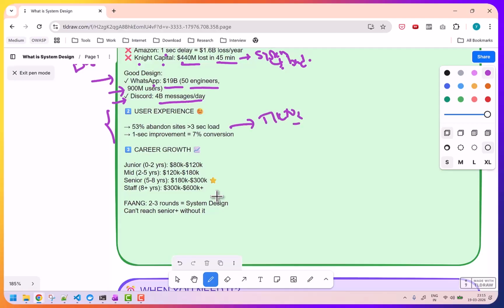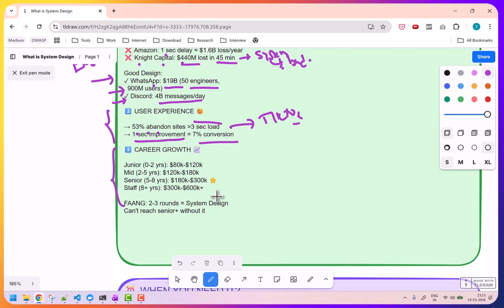That's what happens. So 53% of users abandon sites, right? Because they have more than 3 seconds of load time. Just think of it. And if you improve by 1 second, right? You have a chance of 7% conversion of that user into your buyer. That is the thing.